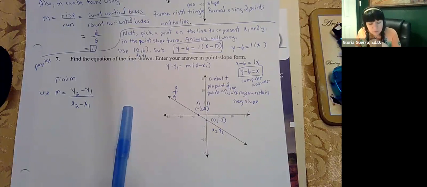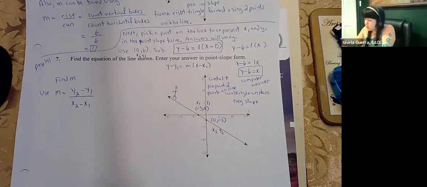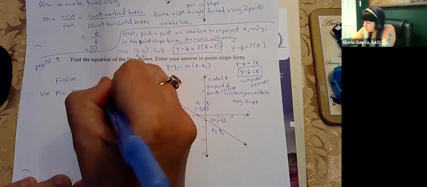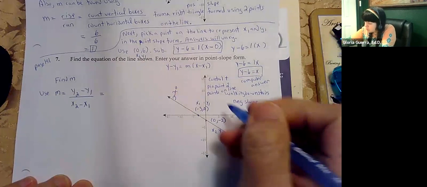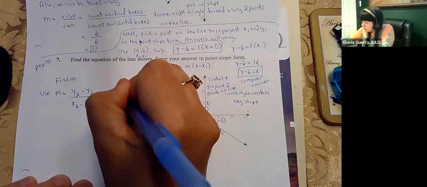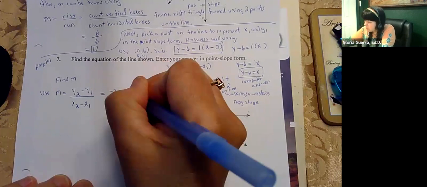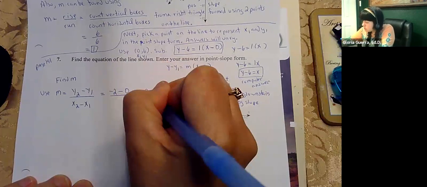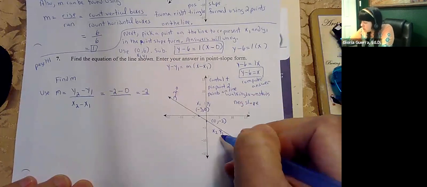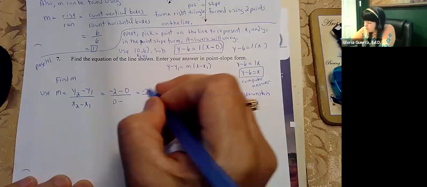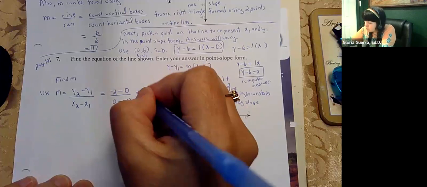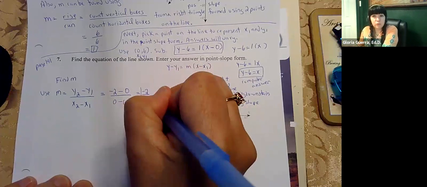Okay, class. So for your m, did you get -2/3? y2 is -2. Take away y1, which is 0. So -2 take away 0 is -2. x2 is 0. Take away x1, which is -3. And negative, negative gives you positive. So m is -2/3. Okay.